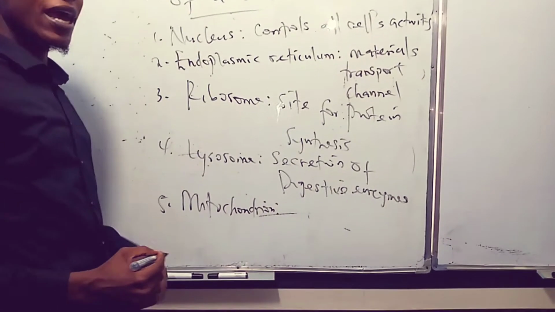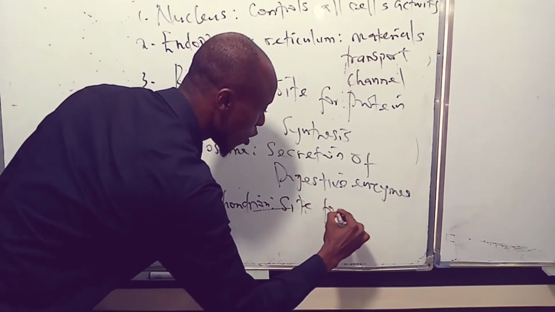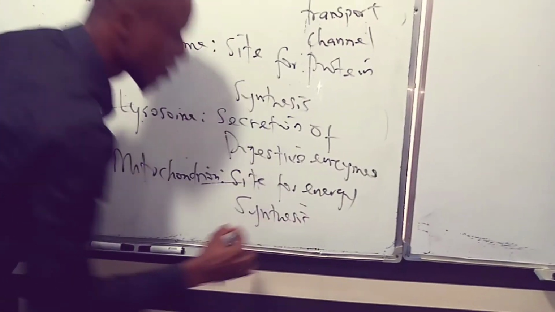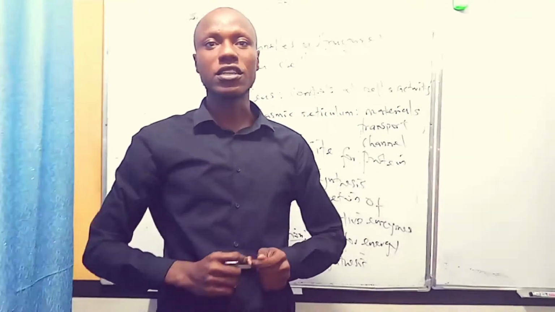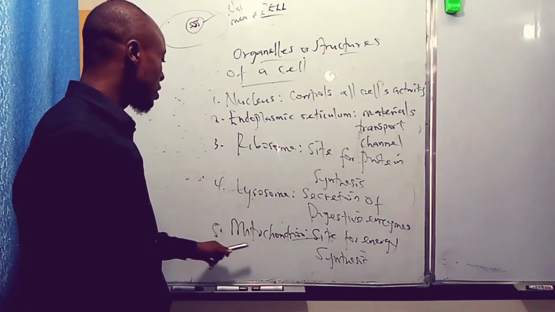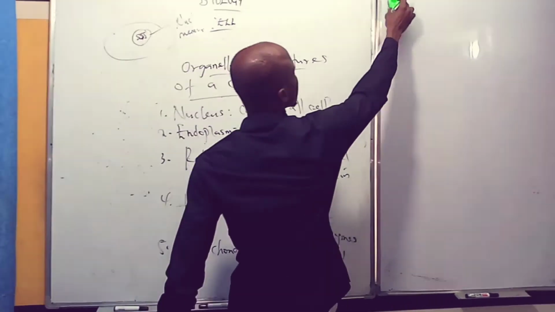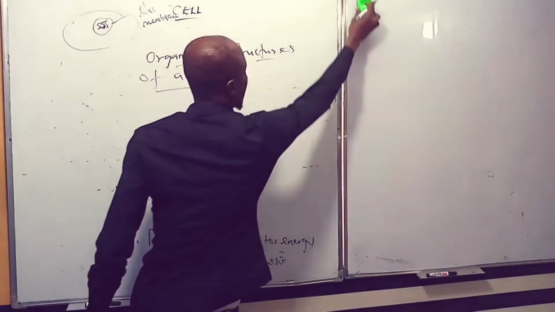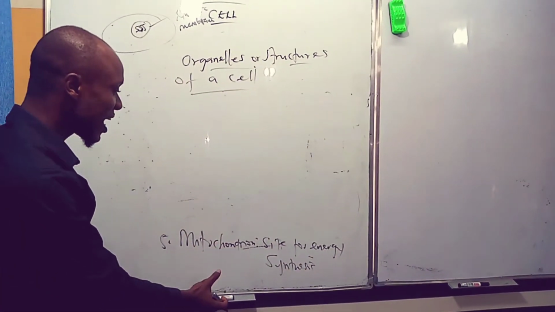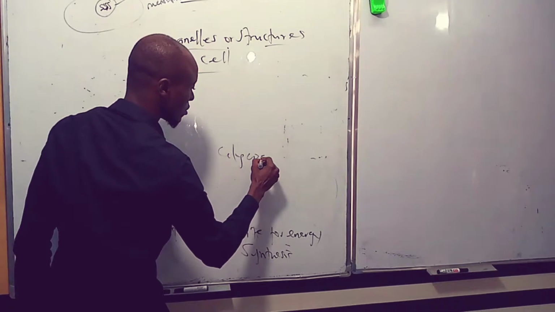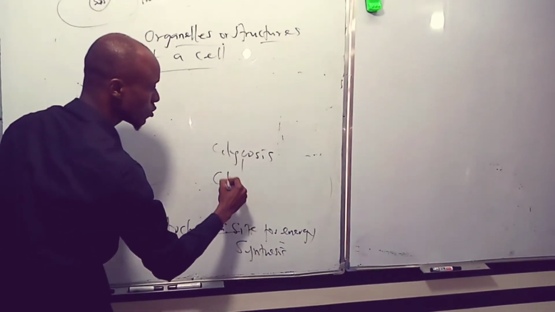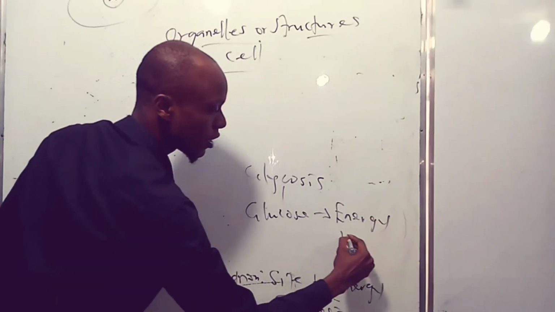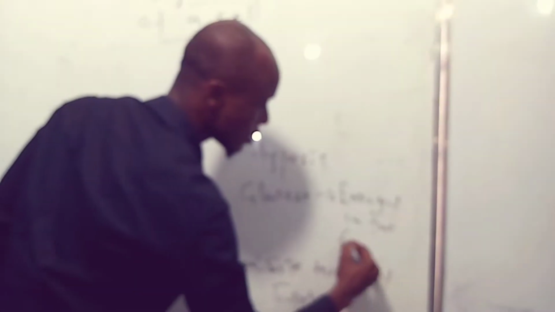So number 5, we have what is known as the mitochondrion. The mitochondrion is the site for energy synthesis. In other words, the mitochondrion is the site for glycolysis, which is the breakdown of glucose to produce what? Energy in the form of ATP.